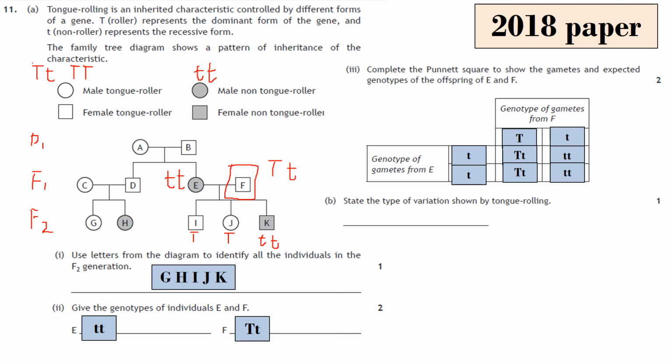And then finally, state the type of variation shown by tongue rolling. Remember, you've got 2 choices, either discrete or continuous. Discrete, there's a limited number of forms of it. It's not a range, and this is what we're seeing here. So B is discrete.